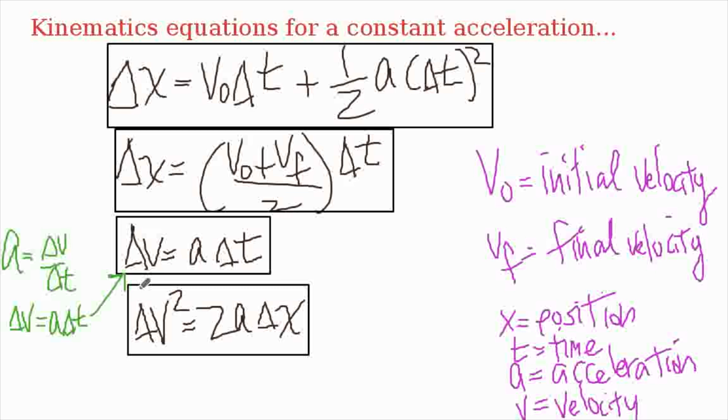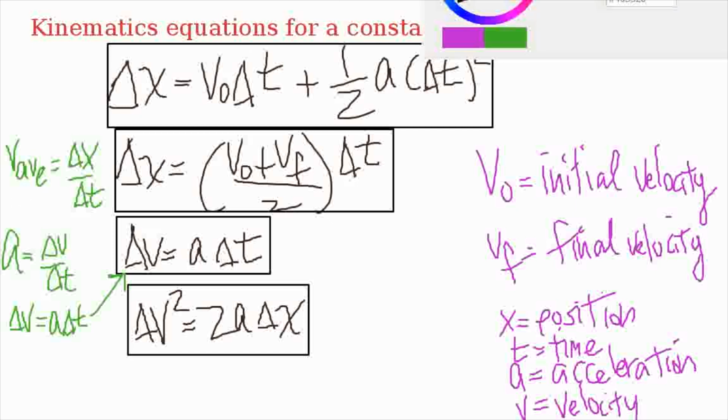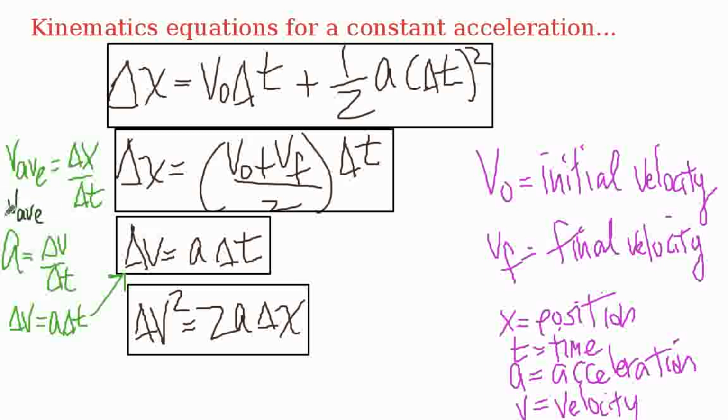Now the second one, it's a little harder to see, but it's a rearranging of this equation. V average is delta x over delta t. It's kind of like the definition of velocity. If I cross multiply with that equation, I will get V average times delta t is equal to delta x. So that's where the second one comes from.